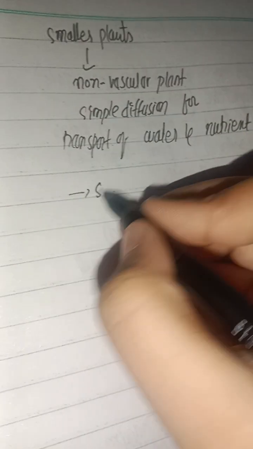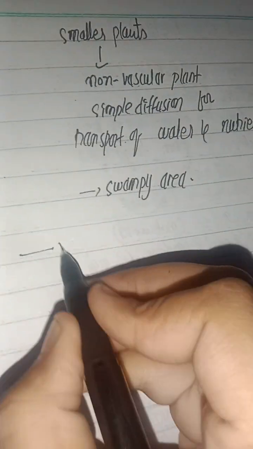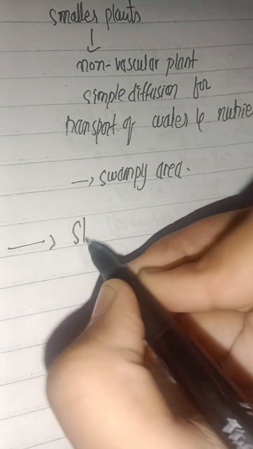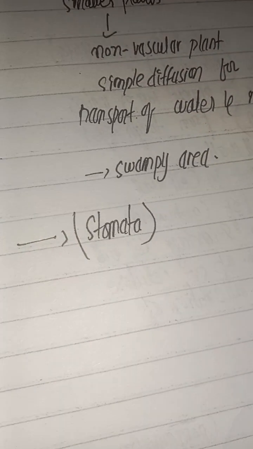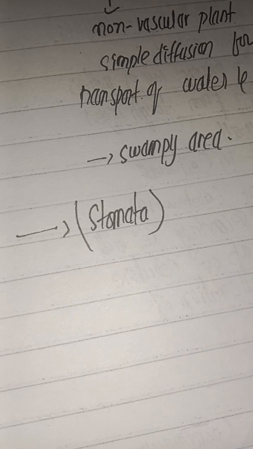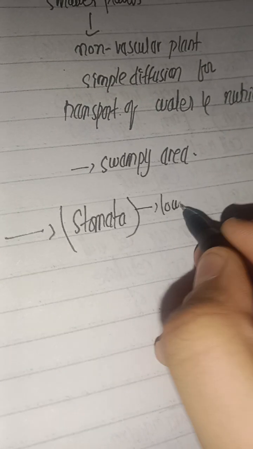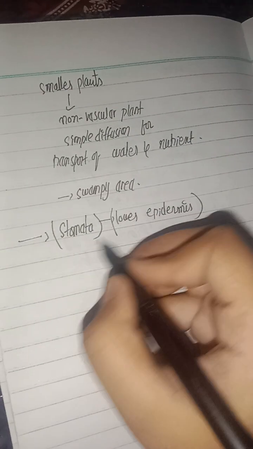The earliest vascular plants lived in swampy areas. Another point is that for the exchange of gases they have stomata. Stomata are basically openings from where gaseous exchange takes place. Here the stomata are present in the lower epidermis, and present in the moderate plants.